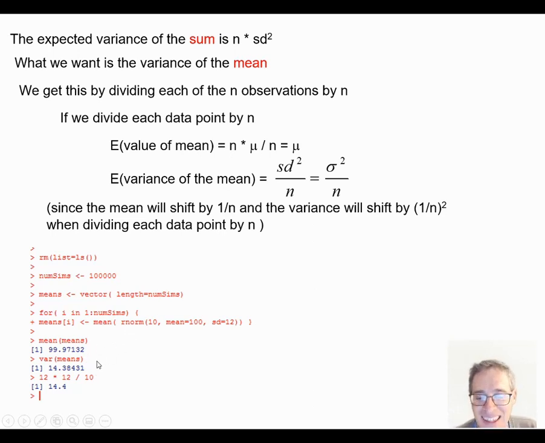But the variance, this is the thing that I did learn that I didn't know before. The variance of this mean is now going to be 14.4, which is the variance, right? 12 times 12, 144, divided by the sample size 10. So this proof here worked out when we actually looked at the numbers.